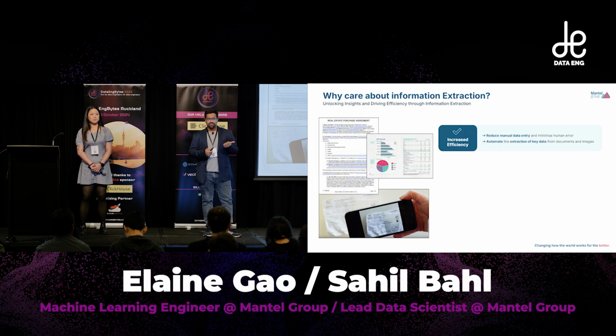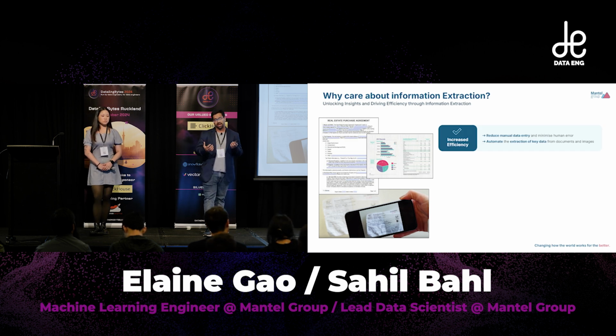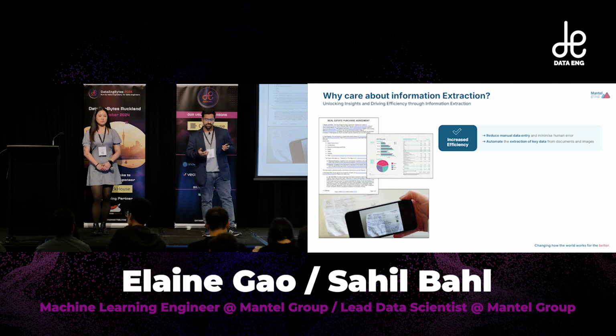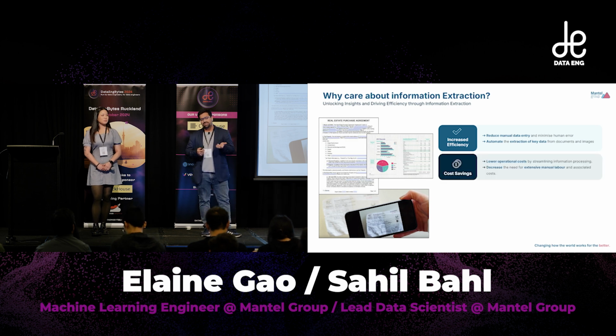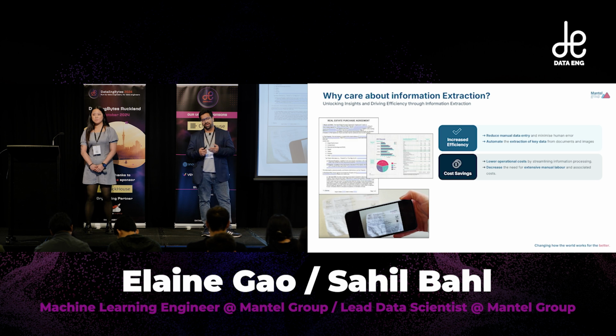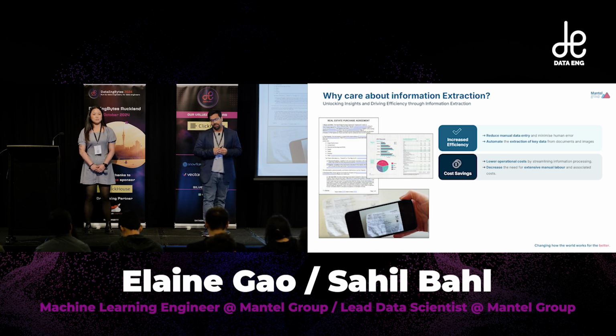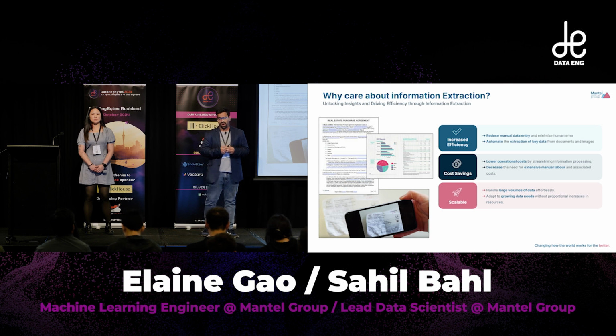Now, why do we need to really care about trying to automate some of this process or speed up some of this process? The first is, again, increased efficiency. So we really want to think of how you can reduce manual data entry and how you can automate some of these key fields from images or documents. The next one is cost savings. Again, if you're able to automate this to a degree, then you can lower operational costs and also decrease the amount of extensive manual work required.